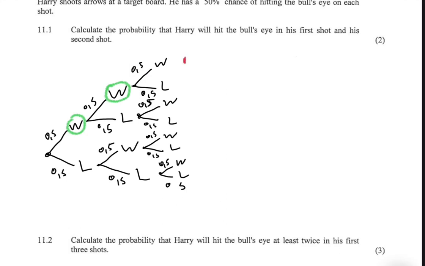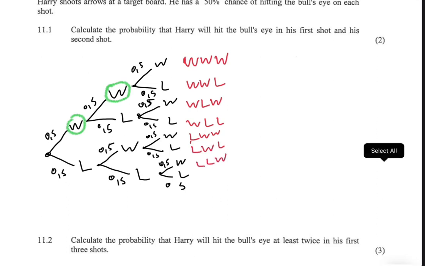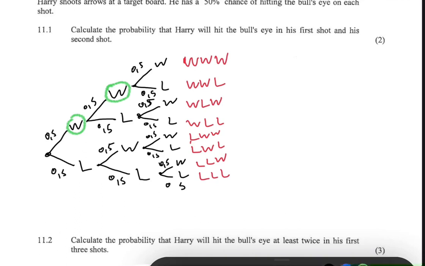Here at the end of this branch, we have win, win, and win, which is hitting the bullseye on all 3 shots. And then at the end of this branch, we have win, win, loss. Here we have win, loss, win. Here we have win, loss, loss. Here we have loss, win, win. Then loss, win, loss. Then loss, loss, win. And then loss, loss, loss. So we need at least 2 wins, right? Because Harry Maguire has to hit the bullseye in at least 2 of the 3 shots he has.